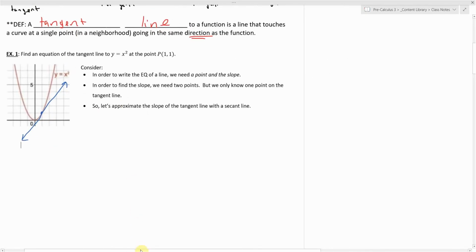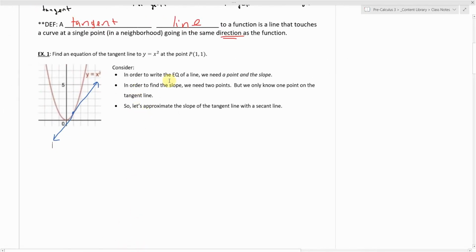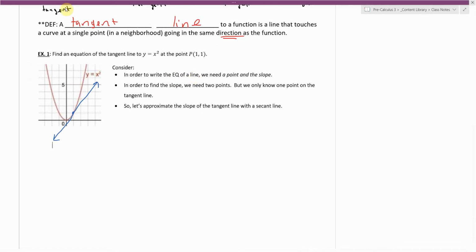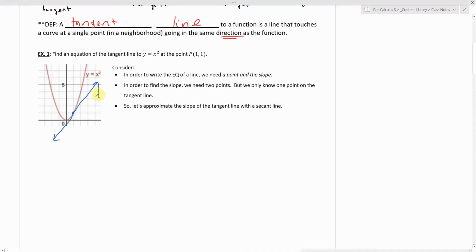All right, so let's think about this a little bit. In order to write the equation of a line, this line here, I'll call it L, that line L that we're looking for, we need to know two things. We need to know a point on the line, and we need to know the slope. So if we know a point and a slope, then we can write the equation of the line. Well, we do know a point. There's our point (1, 1). We know that point is on the line.